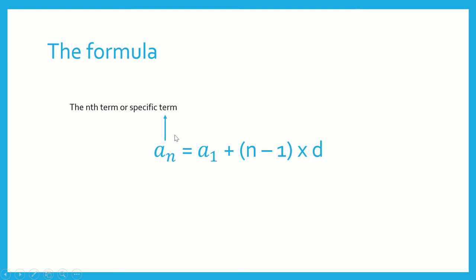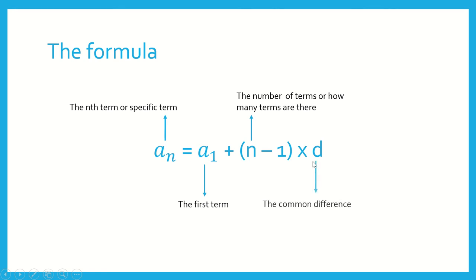The following are the meaning of each letter here. The a sub n is the nth term or the specific term that you want to determine. The a sub 1 is the first term, while the n is the number of terms or how many terms are there involved in the sequence, while the d is called the common difference or the difference from one term to the next term. To understand the formula fully, let's have an example.